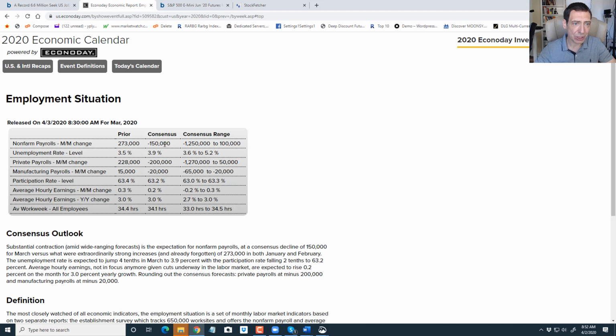Look at this, ouch. Consensus negative 150,000. We're looking at a consensus of negative 1.25 million to 100,000. We're all over the place. So these numbers are just terrible.